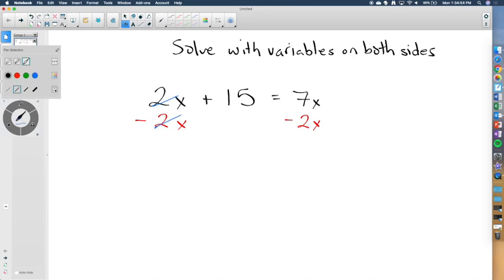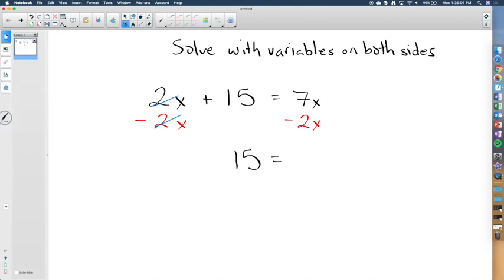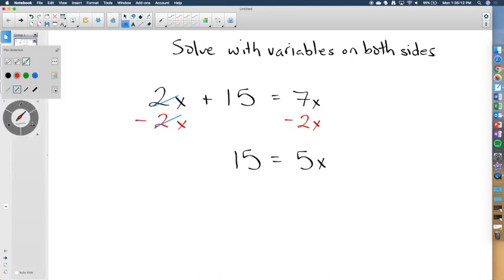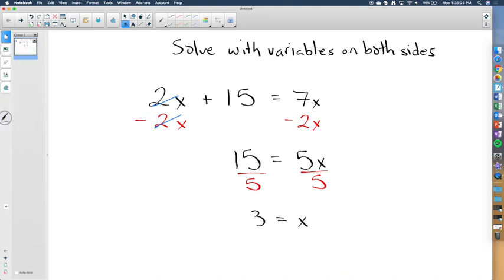When I look at what I'm left with, I still have 15 remaining on the left. And on the other side, when I have 7x and I subtract 2x, that leaves me with 5x. So now my equation says 15 is equal to 5x. And when I divide both sides by 5, we get that x must be 3. Nice and simple. Get rid of your variables from one side, push them to the other.